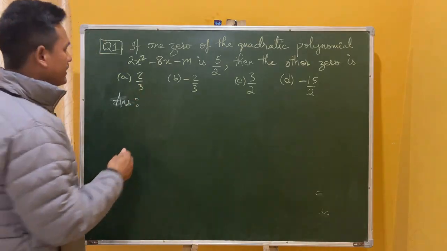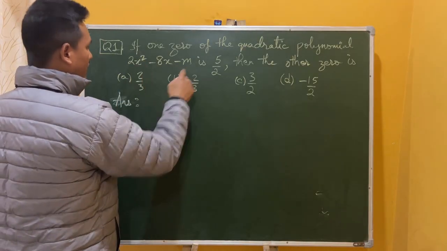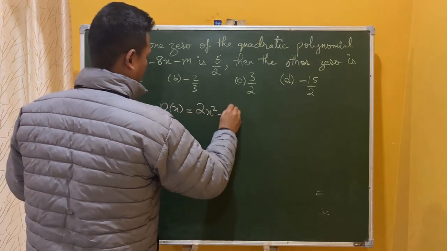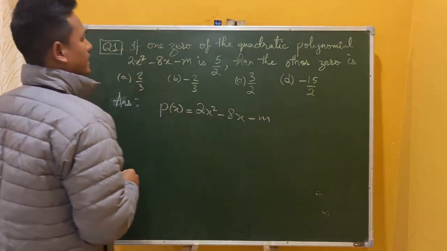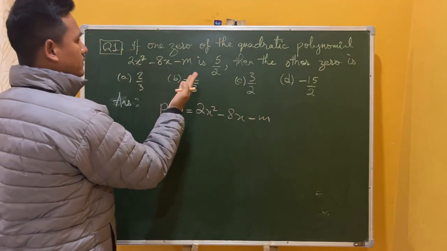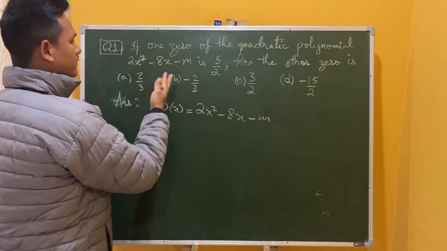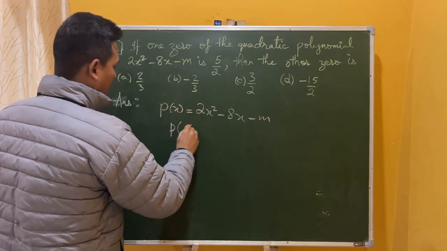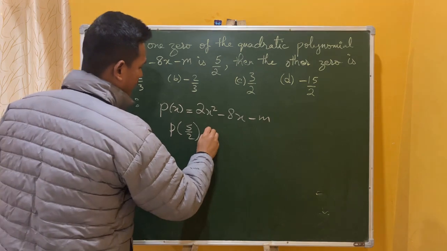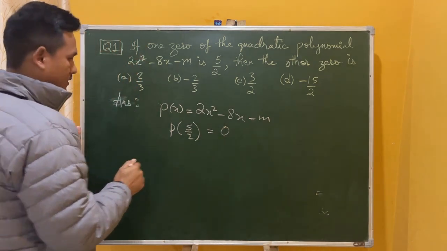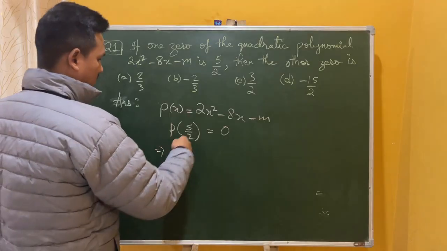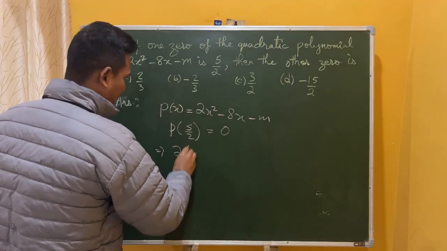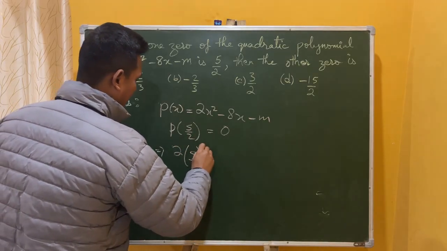So here, this is the polynomial. I'll name this polynomial as P of x. It says that one of the zeros of this quadratic polynomial is 5 by 2. That means if I put the value of x as 5 by 2, then the polynomial will become 0. So let's solve this. P of 5 by 2 means wherever there is x, we will substitute its value by 5 by 2.